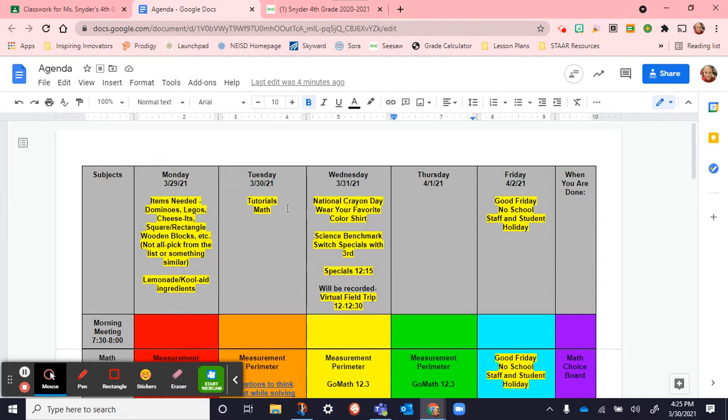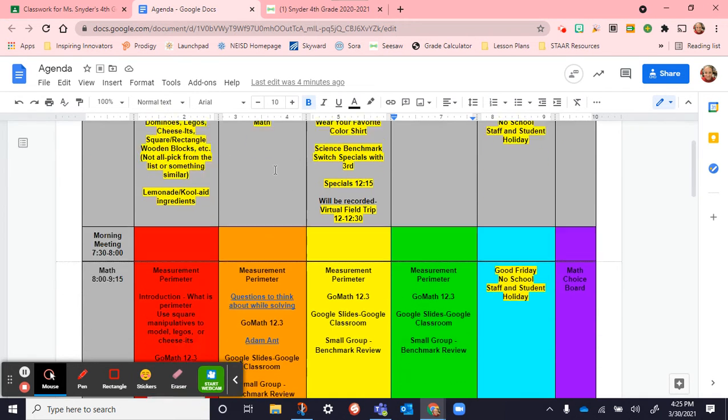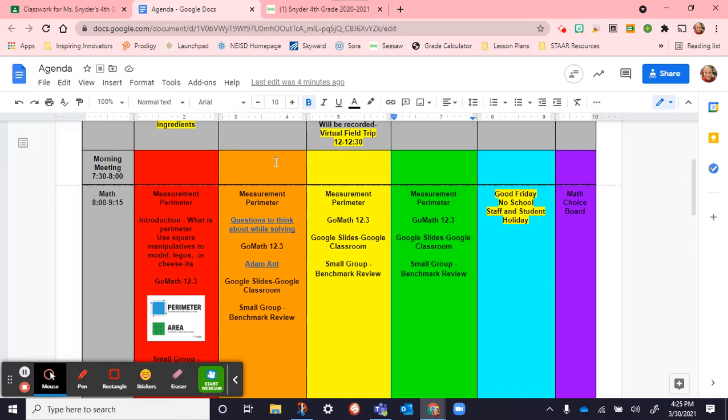We had our math tutorials today. Speaking of math, we continued our lesson on perimeter, and we've been working in 12.3. So go ahead, get your math book out. Let me turn to that page.